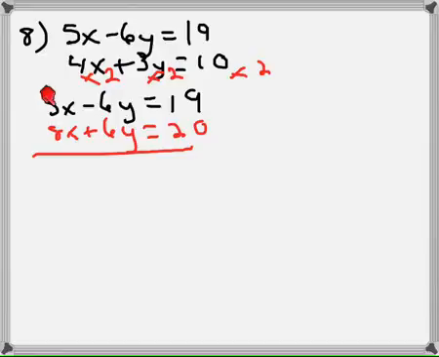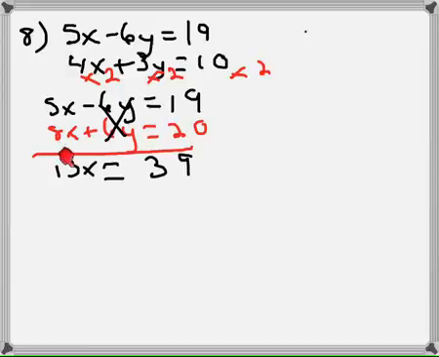What's 5x plus 8x? 13x. What's negative 6y plus positive 6y? Nothing. What's 19 plus 20? 39. This is multiplication. How do I get the x by itself? I hope you're thinking divide by 13. You're getting kind of good at this now.